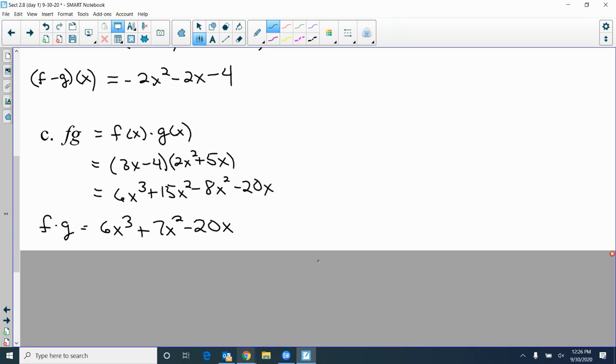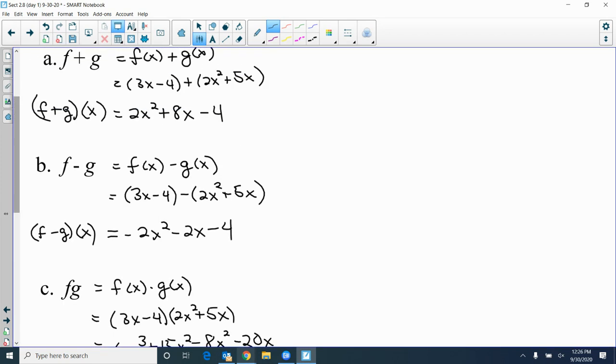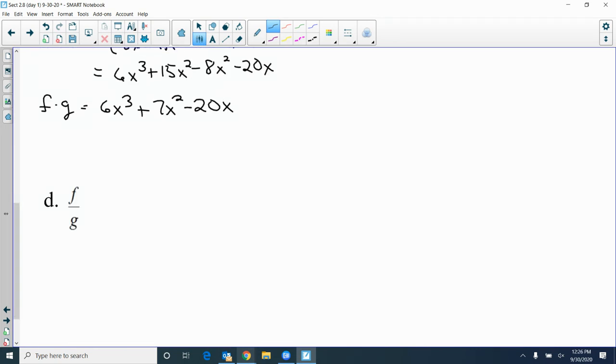If you have a denominator, then you have an issue you have to look at, or if you have a radical. We don't have either. So don't make this one harder. What's the domain of the first one? All real numbers. The domain of the second answer? All real numbers. Now for the last one, f divided by g.